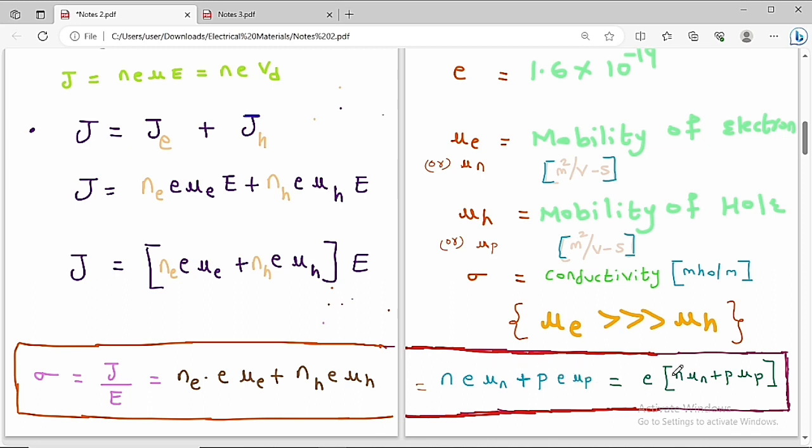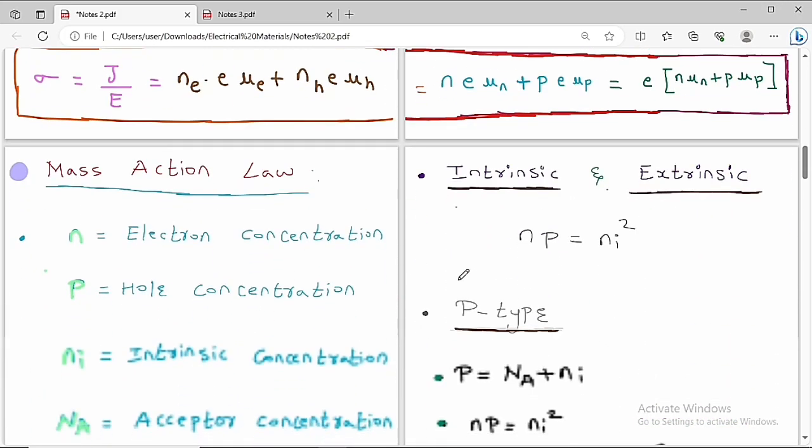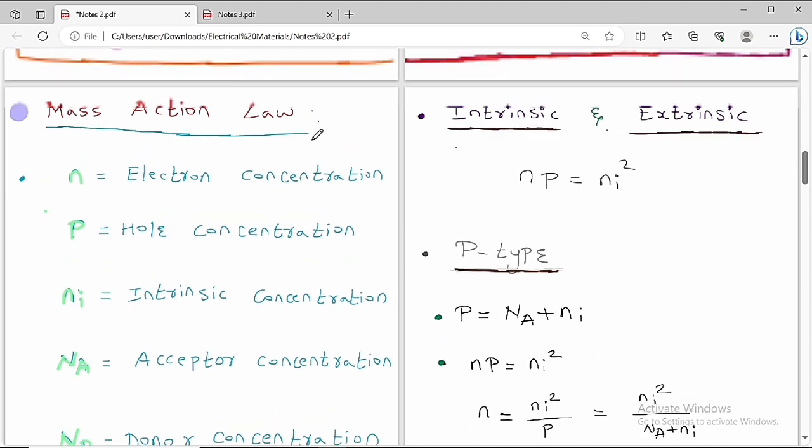Okay? So this is a formula I request you to remember. So always the electron mobility is greater than the hole mobility, or you can say the mobility of the electron will be very much higher when compared to the mobility of the hole. So I request you to remember this formula. The next concept is the mass action law. So I will try to do this concept in a very simple fashion.